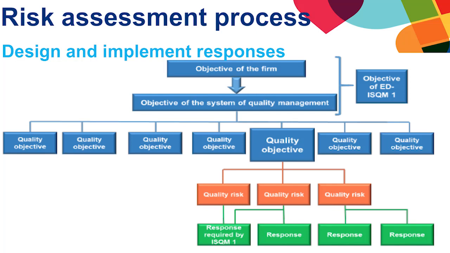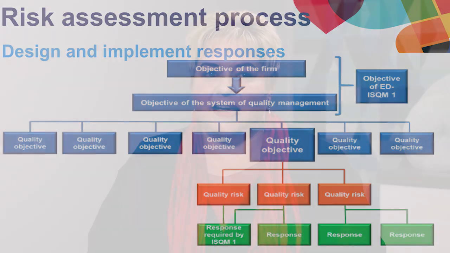So if we start at the top, as a firm, we first need to establish what is the objective of our firm as a whole, and then break it down into individual objectives of the system of quality management at both the firm level as well as on the engagement level. Once we've done that and we've established individual quality objectives, for each of those quality objectives, we will have a required response to that specific quality objective and the assessed quality risk linked to that quality objective.